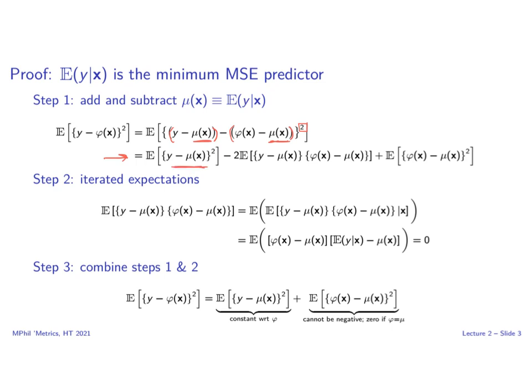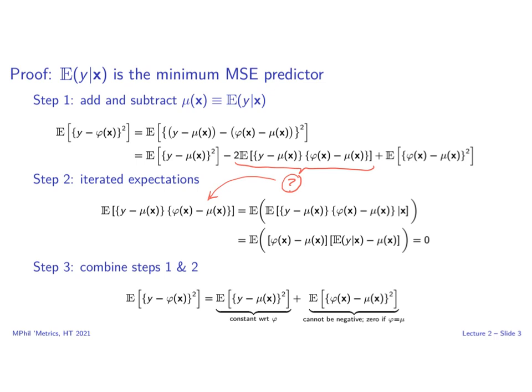The first is the expected value of y minus mu of x squared. The second is a somewhat complicated expression that we'll come back to in a moment. And the third is the expected value of phi of x minus mu of x quantity squared. Now let's take a closer look at this second term. Another useful trick when you don't know how to calculate an expectation is to see if there's some way of simplifying it by using iterated expectations. That's what we'll do here.